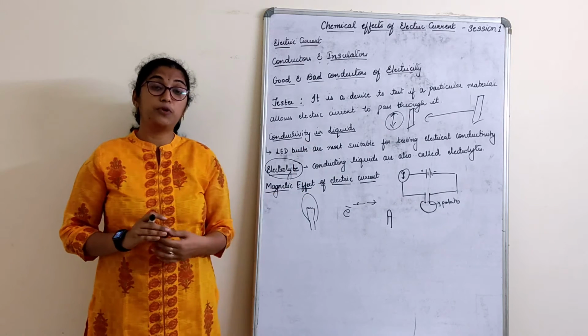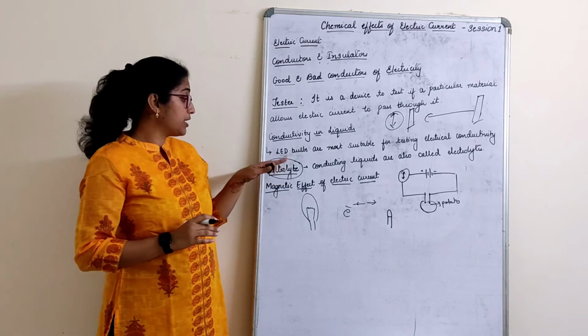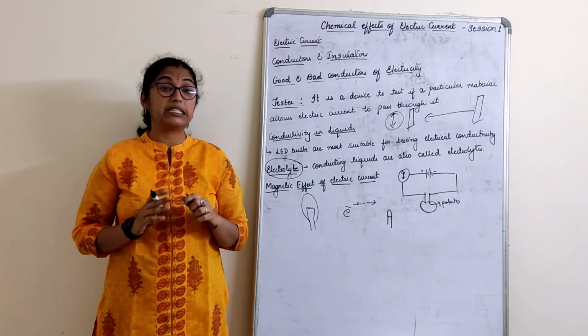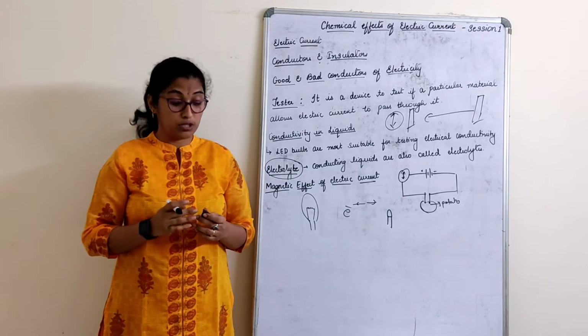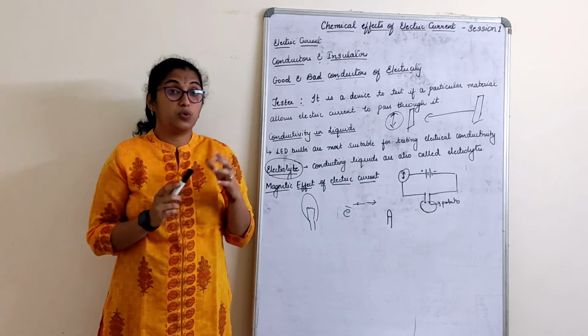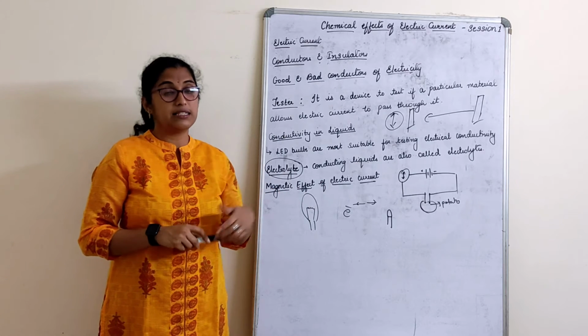Now, the next important concept we will start is about electrolysis. That's what I have told about an electrolyte. Let us understand the process of electrolysis, where the application is called electroplating. That is one of the most important concepts in this lesson that we will study now.